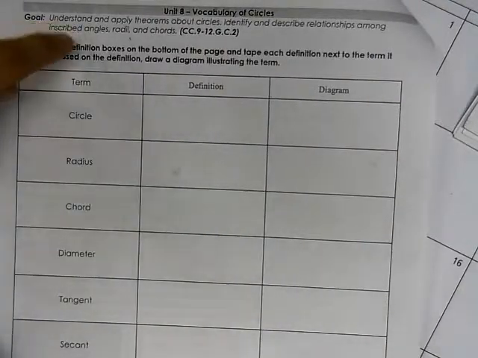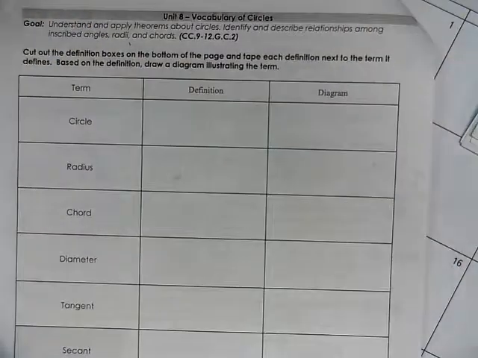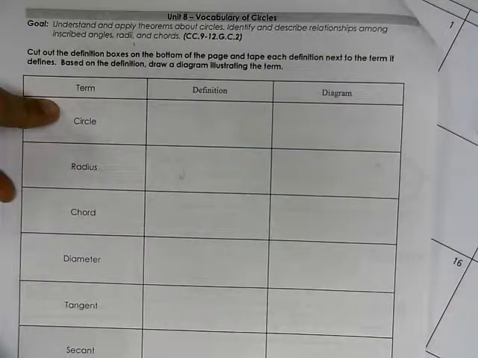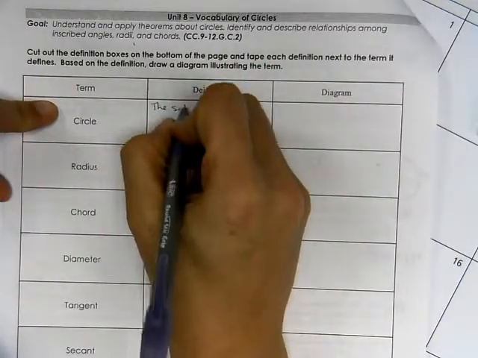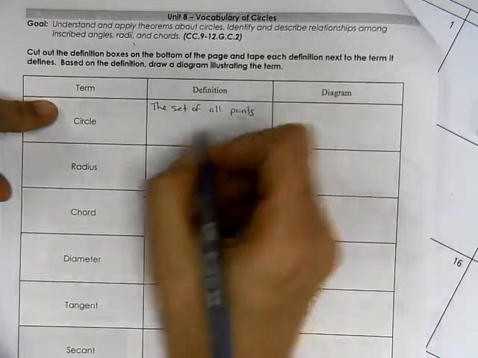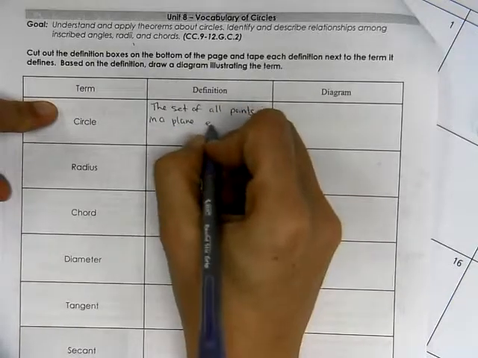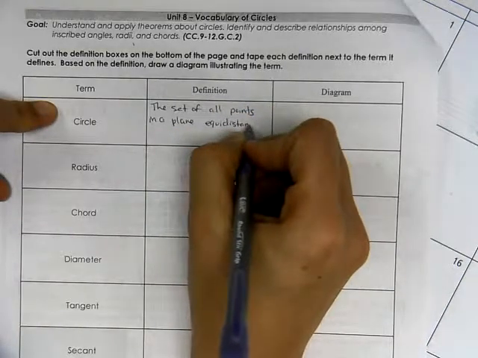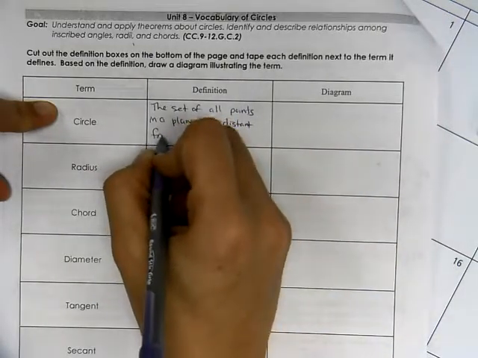So we're going to define all this stuff of a circle. Like I said, some of this you already know, but we just haven't really defined it yet. Like, you already know what a circle is, we just haven't defined it. A circle is the set of all points in a plane equidistant from a given point.